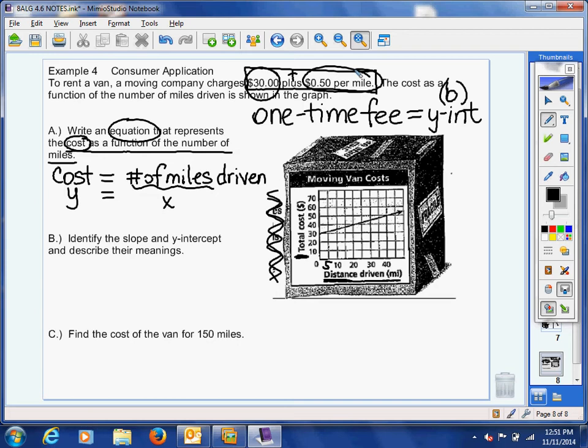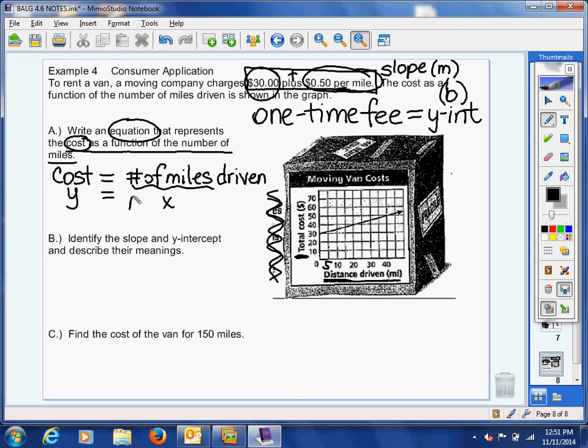If you have some sort of rate where you see the word per, P-E-R, you know that has to be your slope. So this is going to end up being your slope because it's affected by the number of miles driven. The more miles I drive, the more money I pay. Okay? So the 50 cents is going to increase every mile that's driven. So that's how I know it's the slope.